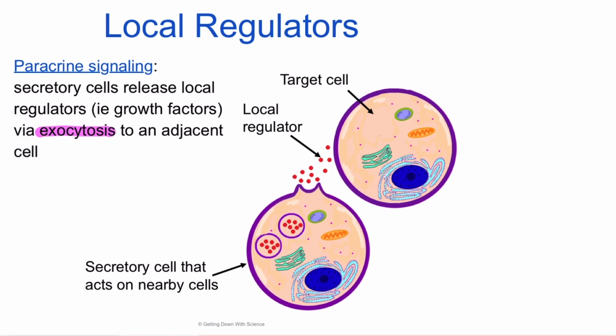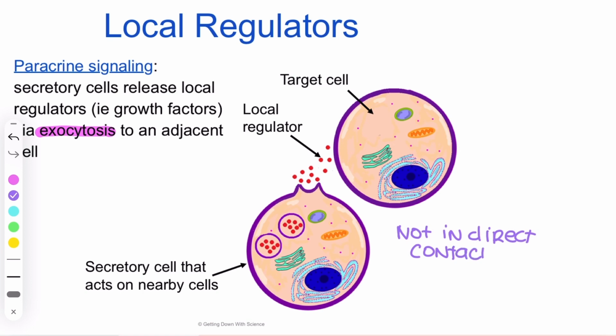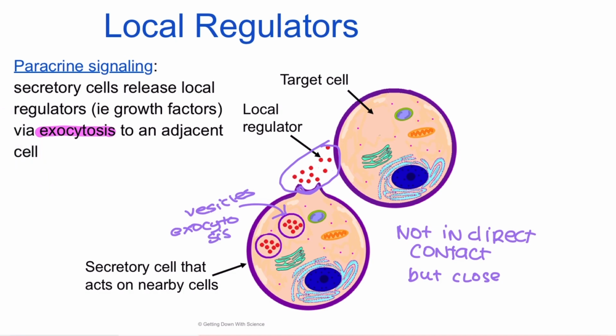Whenever we're looking at our picture, what do we notice? We notice, 1, that these cells are not in direct contact with each other. So that lets me know that it's not a gap junction. But they're close. The next thing is that I have these molecules that seem to be going from one to another. I have this divot in the cell membrane, and here you've got vesicles, which indicate either exocytosis or endocytosis, but the fact that it's releasing things here lets me know it's exocytosis. So that is paracrine signaling.